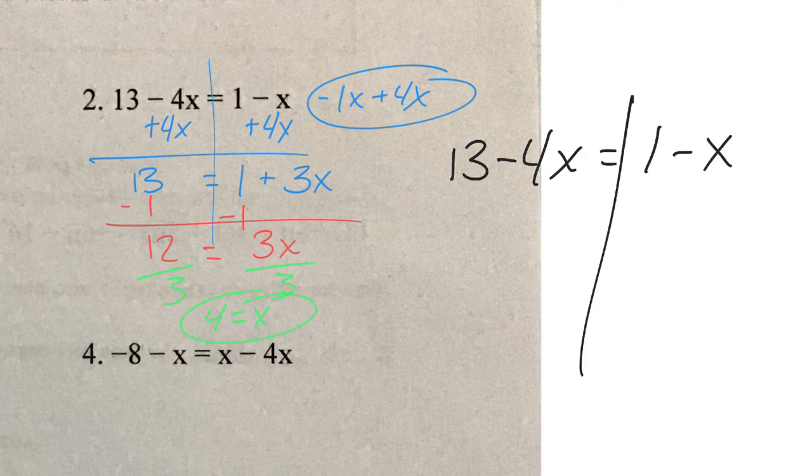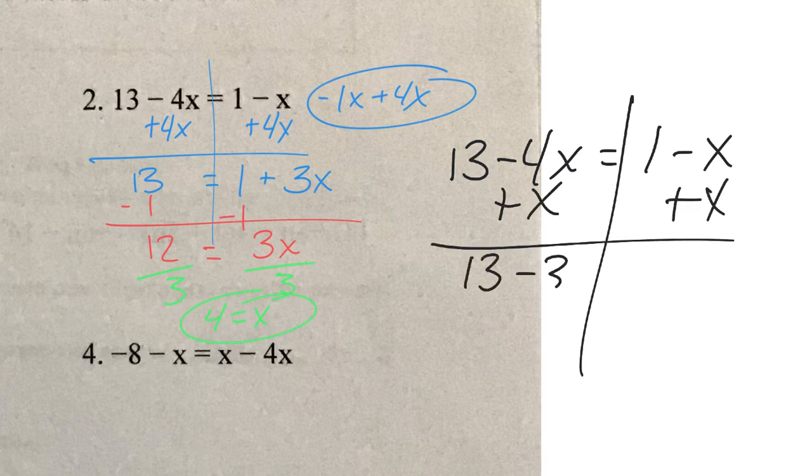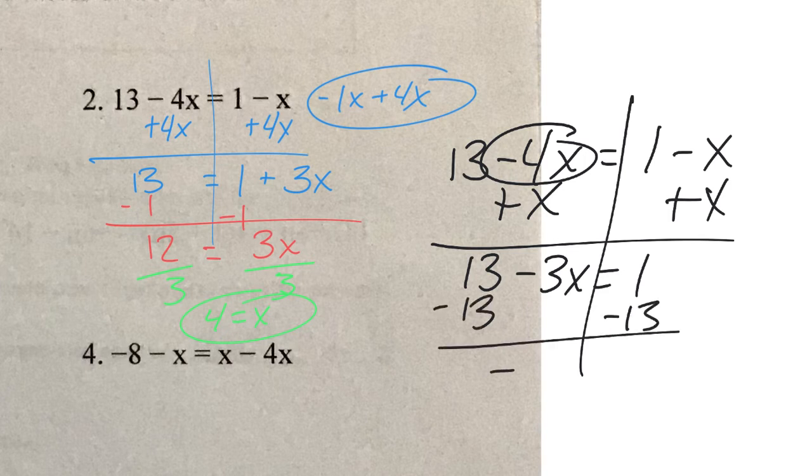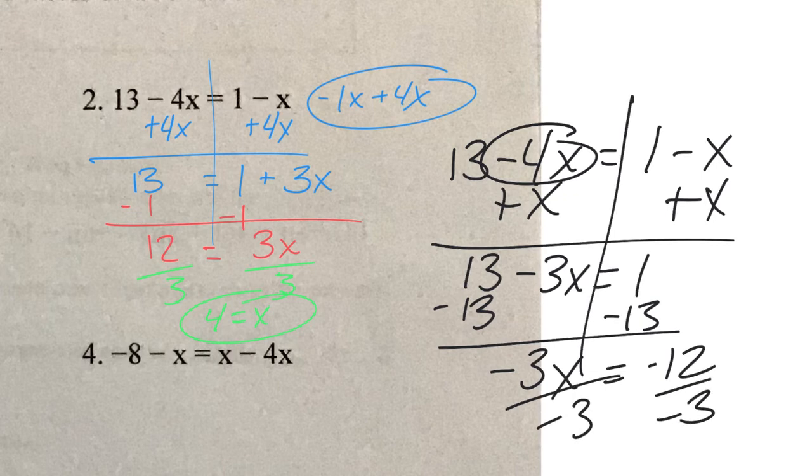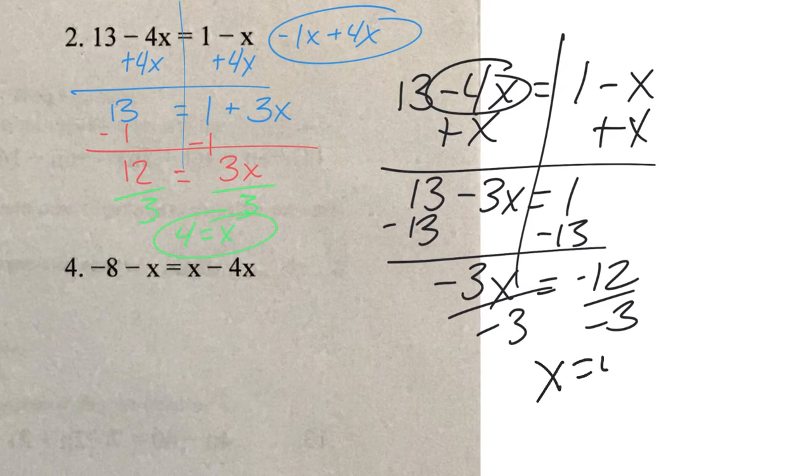I said sometimes you want to move the smaller one, and technically negative 4x is the smaller one. But if you added x to both sides, I'm going to do this real quick. This is what you would get, okay? You had a negative 4, you add an x, it's still a negative 3x. Then you would take away 13, take away 13. You have a negative 3x equals a negative 12. Divide by negative 3. You still get x equals 4. I just dealt with a little less negatives there. So there's a couple different ways you can start these equations and solve them, but you should still get the same answers. All right, let's look at number 3.